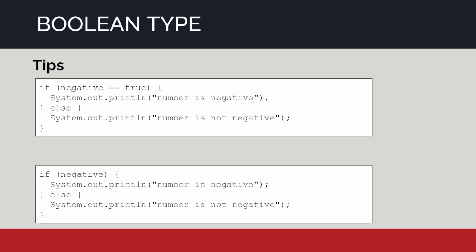You can think about it this way. Negative is going to be either true or false. And so what you're saying is, if true is true, then do this. And if false is true, then do this. Well, you don't need to do that. You can just say if true, if false. And that's what this second code block does.